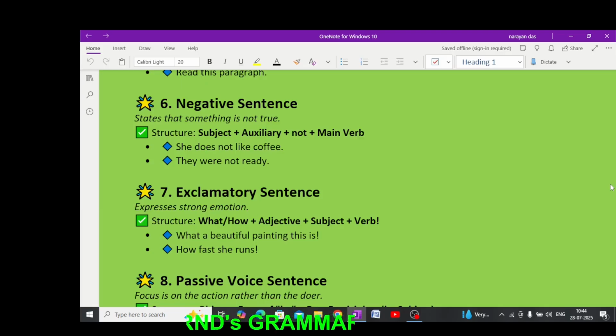Example sentence: what a beautiful painting this is. Remember, is is the to be verb form and it is always at the end in the case of exclamatory sentences. The second example is: how fast she runs. Or you can say: how beautiful the flower is. You can make similar sentences and learn for yourself.